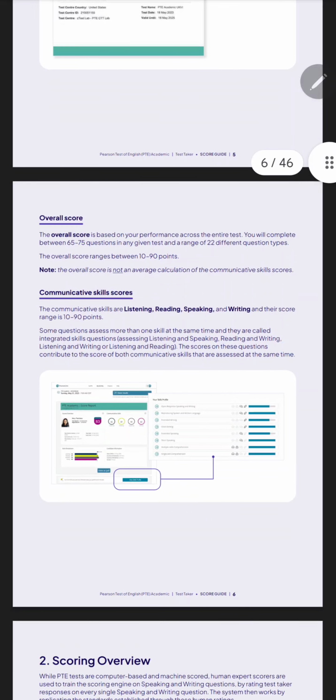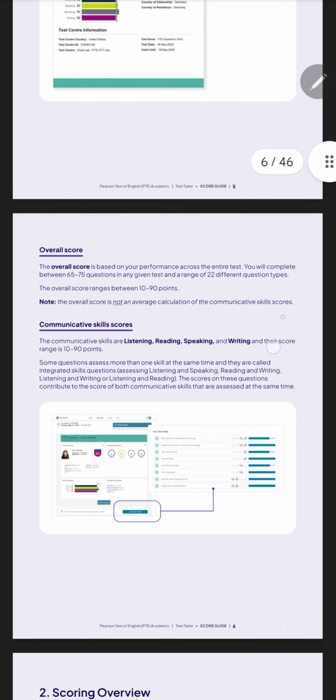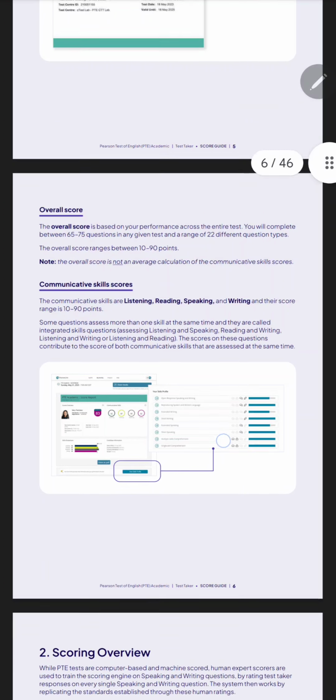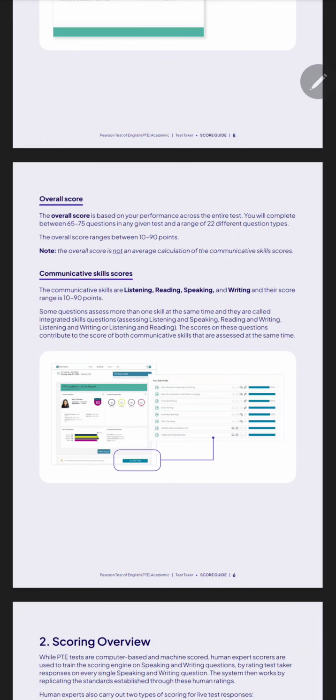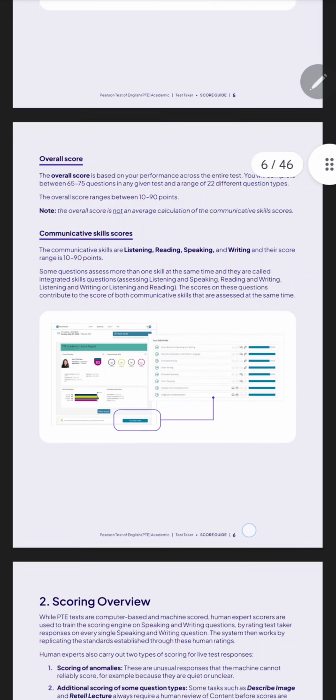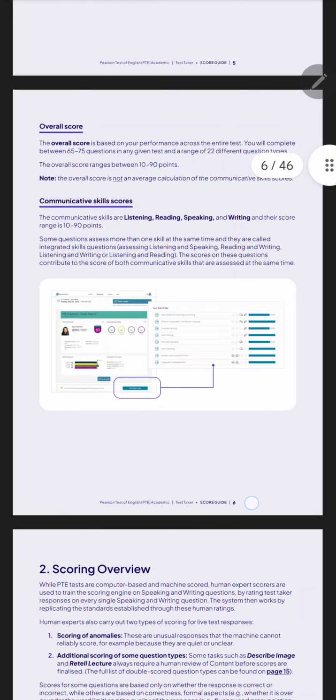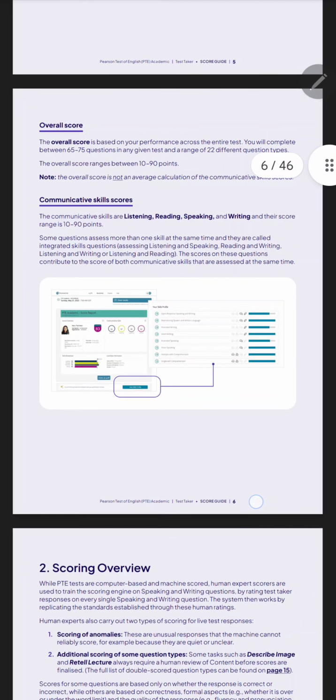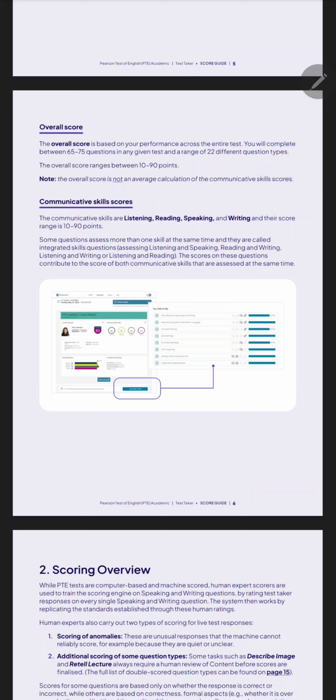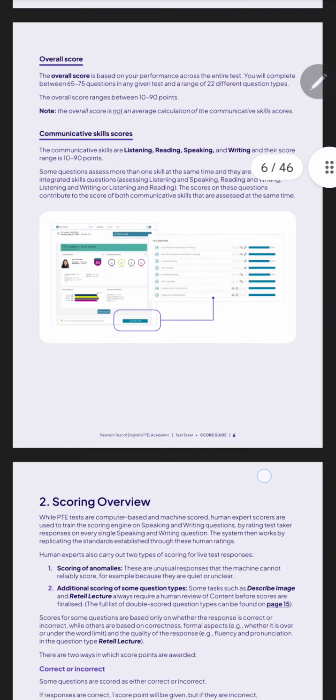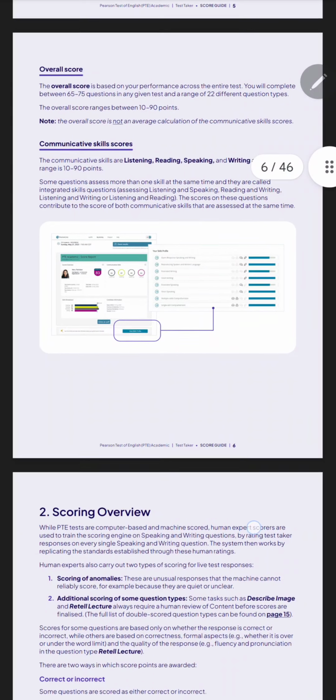This one is a standardized test. Okay, communicative skills scores, blah blah blah. The score on these questions: some questions assess more than one skill at the same time. Yeah, I love this one. They are called integrated skills questions, assessing listening and speaking, writing and reading, listening and writing, or listening and reading. The scores on these questions contribute to the score of both communicative skills that are assessed at the same time.